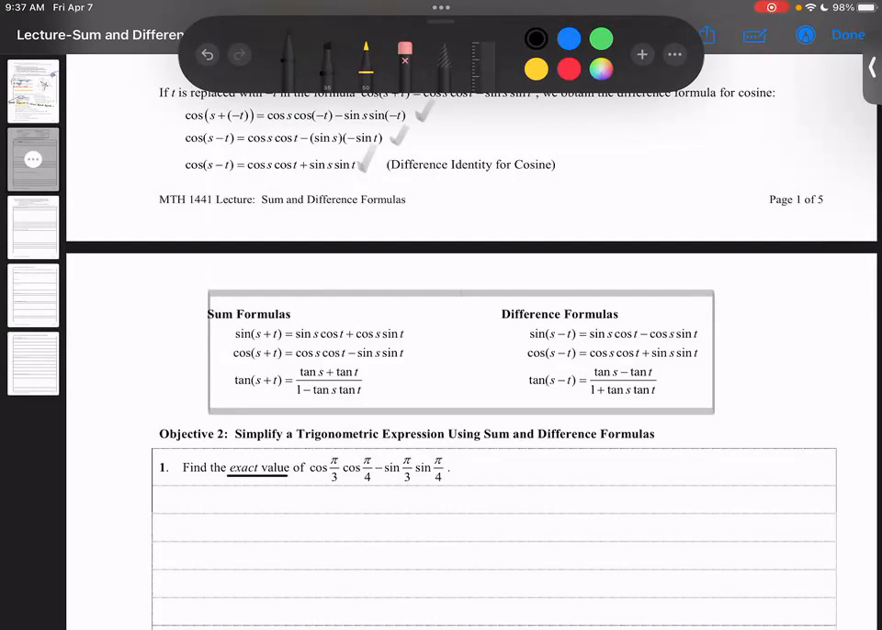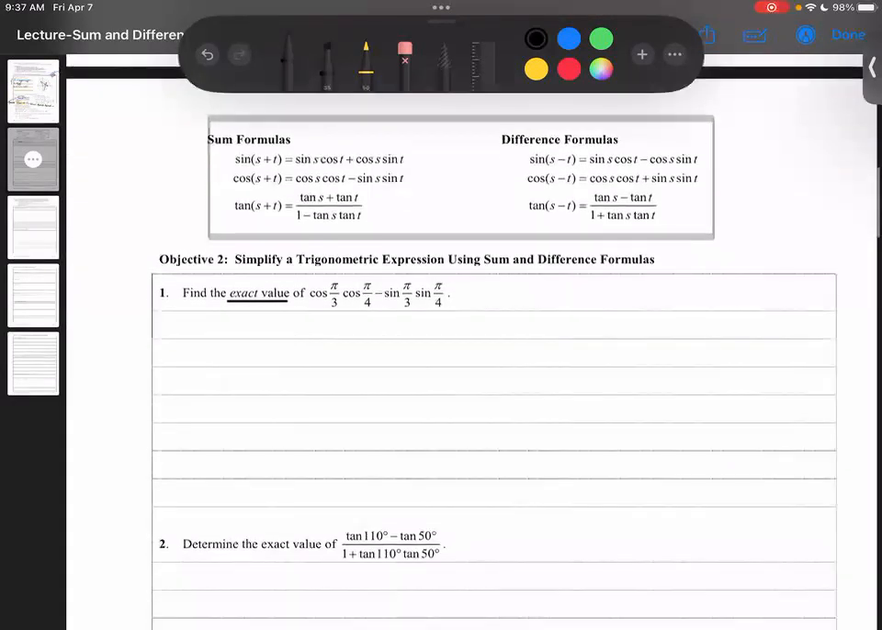All right, what is cosine π/3 equal? √3/2, right? Is it 1/2? 1/2, sorry. See, if I remember it, I remember wrong. Don't remember things. You don't have to.